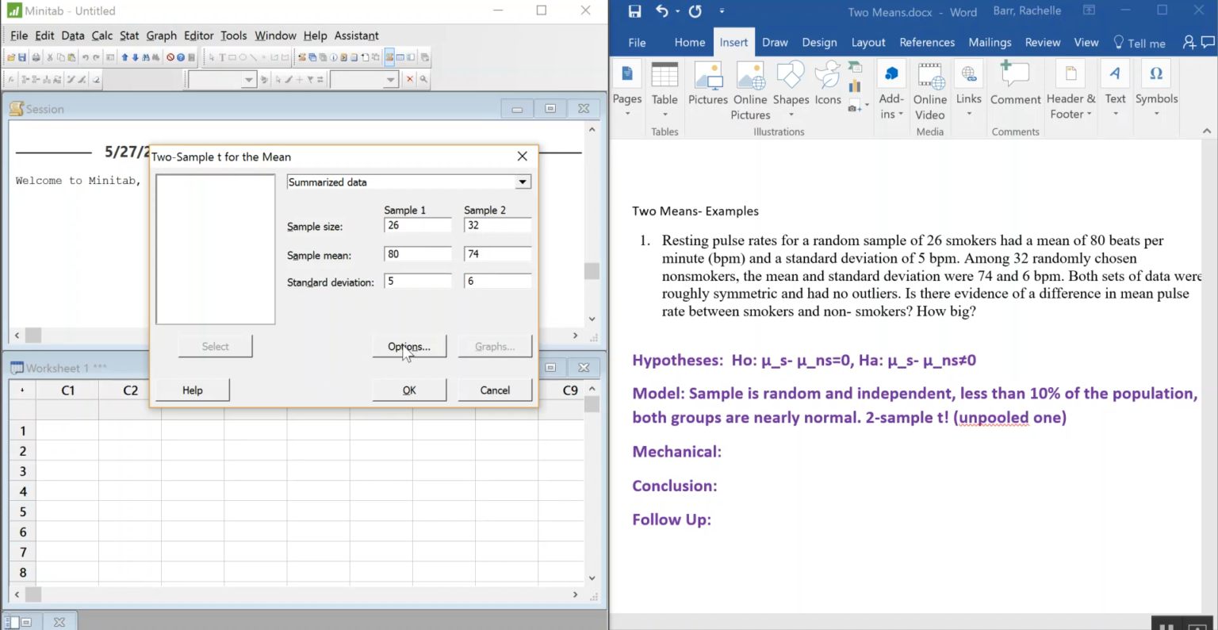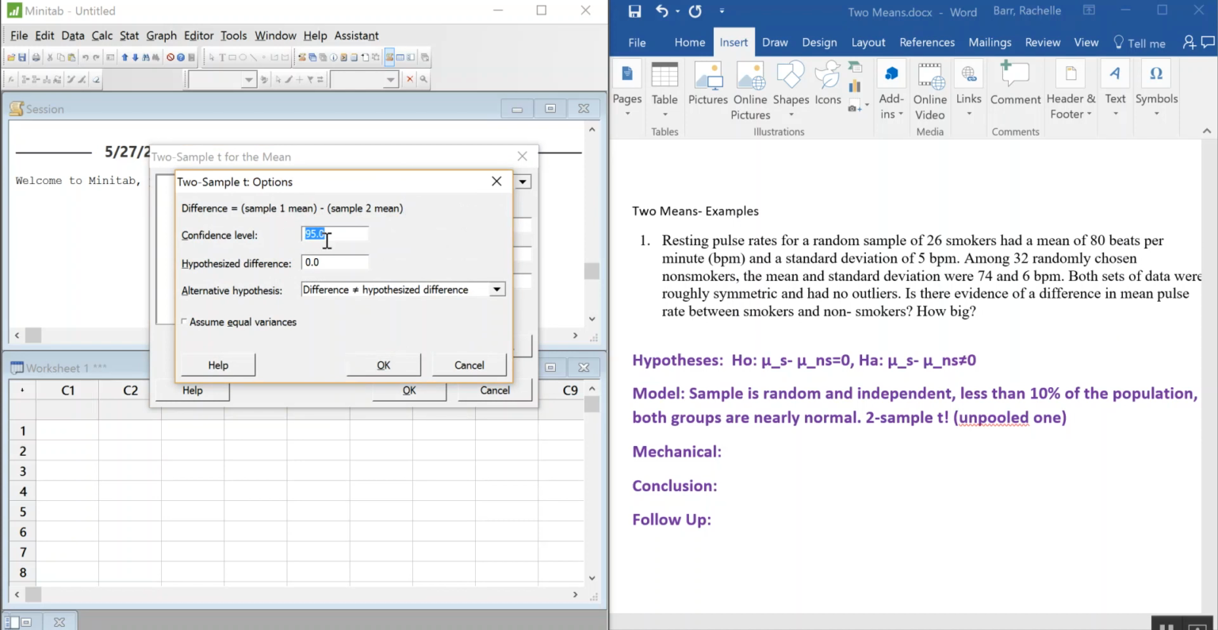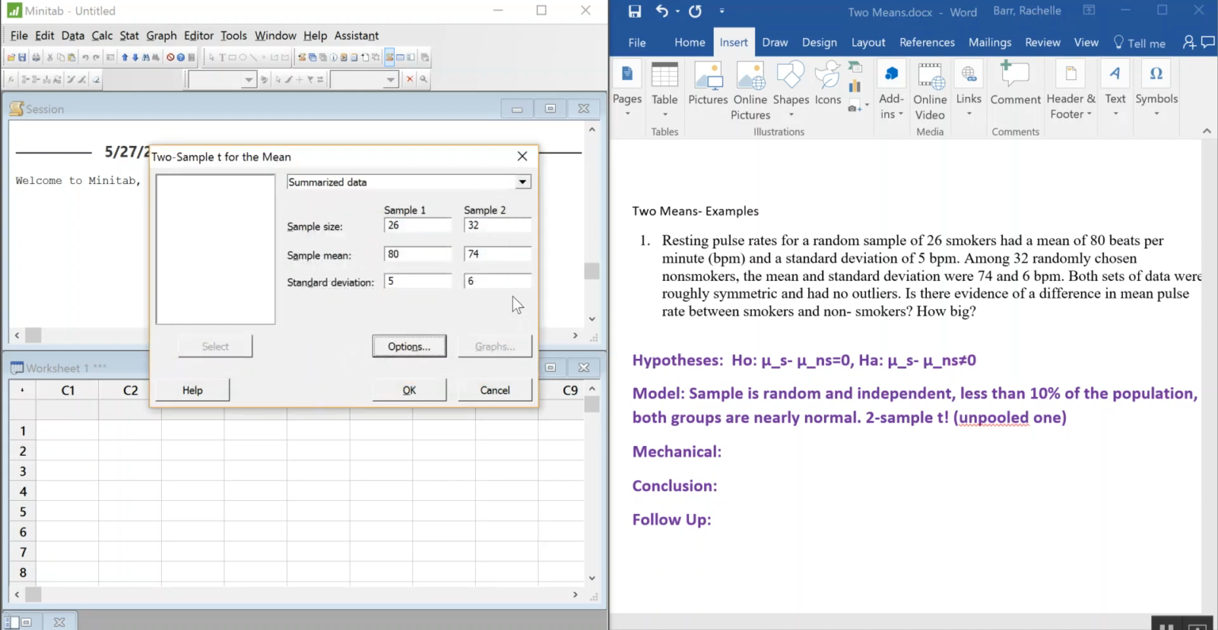All right, so I'm going to hit options because I always hit options to check to make sure everything's set up correctly. So 95%, that doesn't really matter. I'm not doing a confidence interval. Hypothesized difference is 0. I'm thinking it's different from 0. It's a not equal to. And then notice there's this box down below that says assume equal variances. That's what you would want to check if you were pooling this. We are not pooling, so this is exactly the setup we want. Go ahead and OK. And then hit OK again.